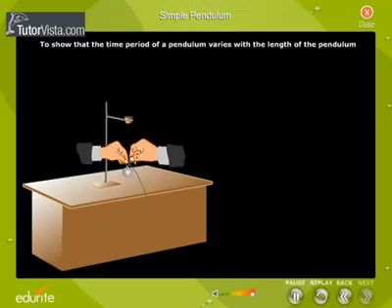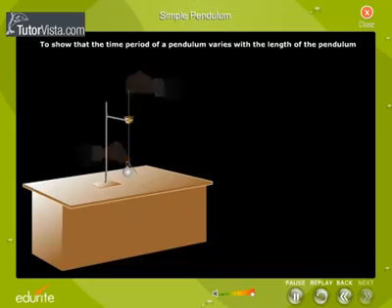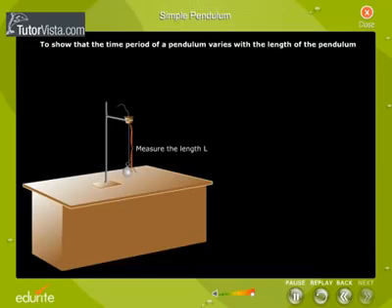To show that the time period of a pendulum varies with the length of the pendulum, tie the hook of a bob to one end of a twine. Clamp the other end firmly between the gap of a split cork that is fixed to the clamp of a retort stand as shown here. Measure the length L from the middle of the bob to the lower edge of the split cork.